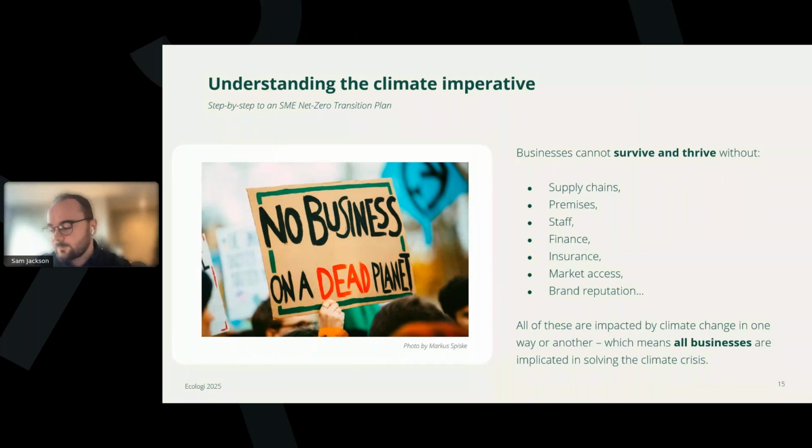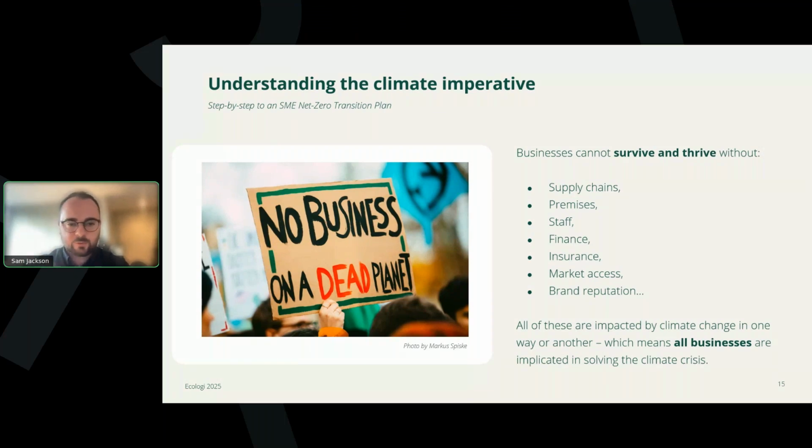And so whilst you are an SME, if you're trying to sell your product or your service or build tech or whatever it is that your SME does, your business cannot survive, it cannot thrive without supply chains, premises, staff, money, finance, insurance, access to markets. If you haven't got a solid brand reputation, you're not speaking to the consumers that you're trying to sell to, then unfortunately your business won't survive. And of course, as I say, all of these things are impacted by the climate that is changing around us.